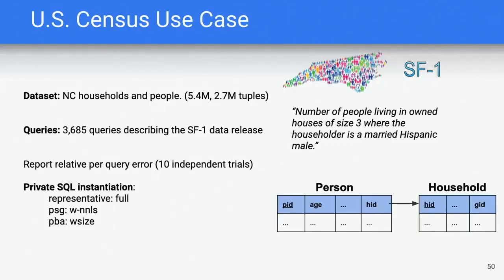As you realize, the use case that we used is the US Census. We have North Carolina data, a database with three tables, but only two matter here. We also have a geography table, but it doesn't matter. We have the person and household tables. We have 5.5 million tuples in person, I think, and 2.7 million tuples in household. We have a total of around 3,600 SQL queries on this data.